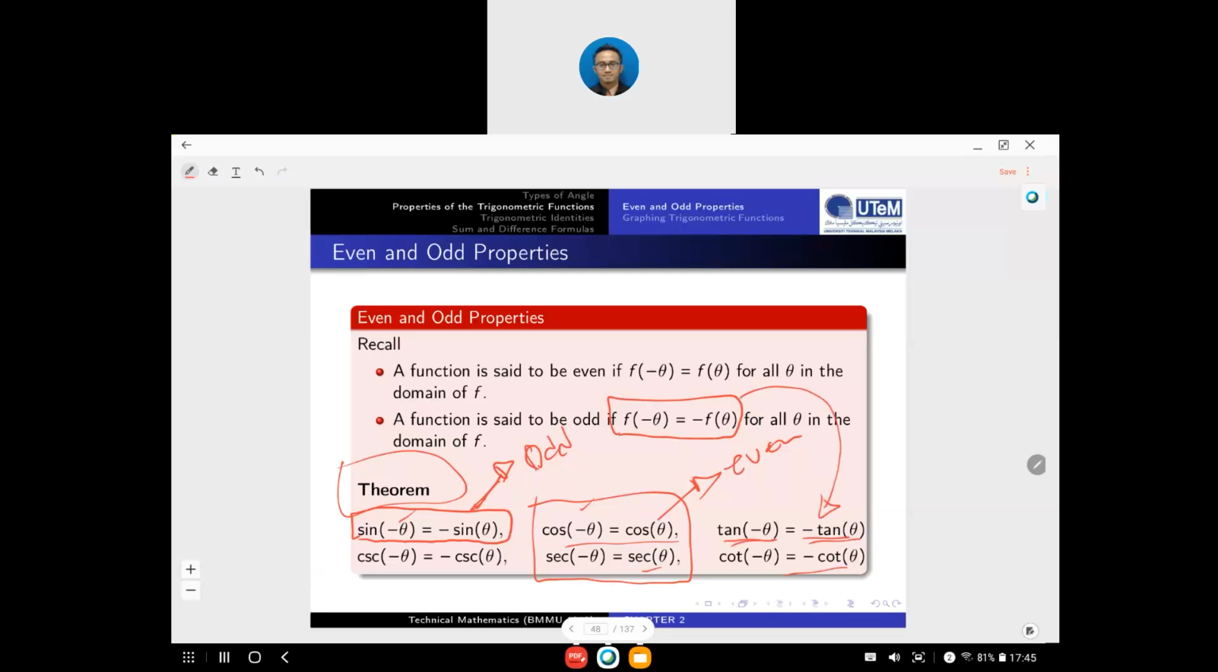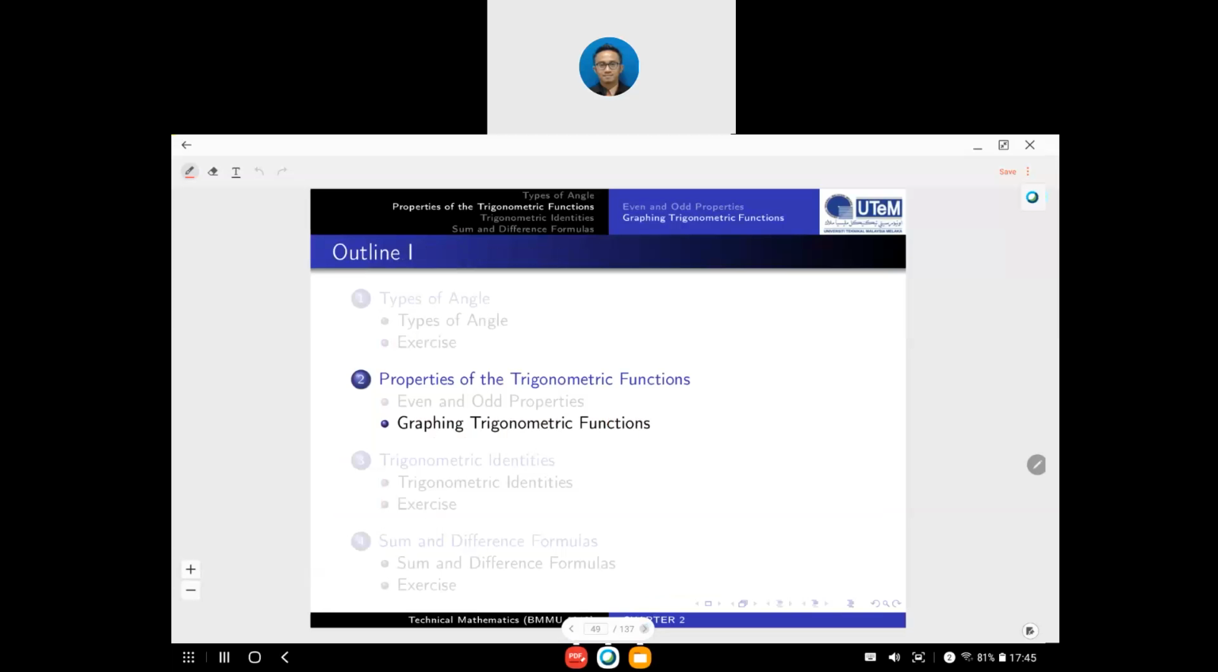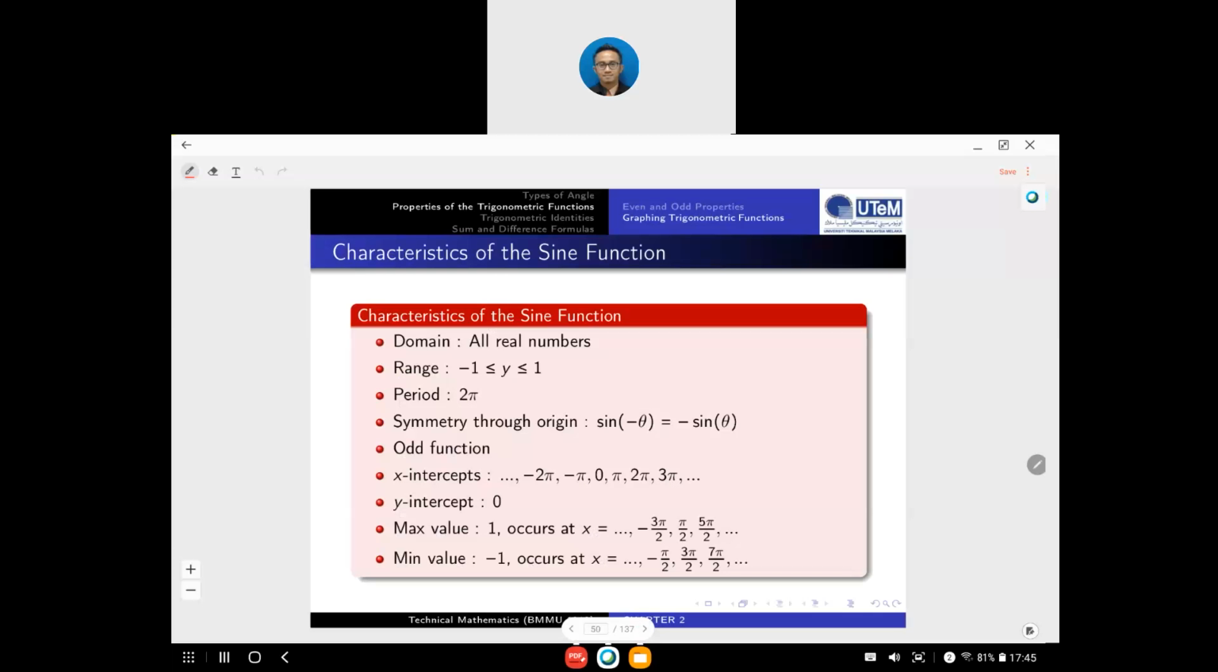So now, if sine is an odd function, we have the graphing of trigonometric functions. This is just the definition that you need to understand. The characteristics of a sine function: you don't need to memorize, just understand. And it is an odd function.